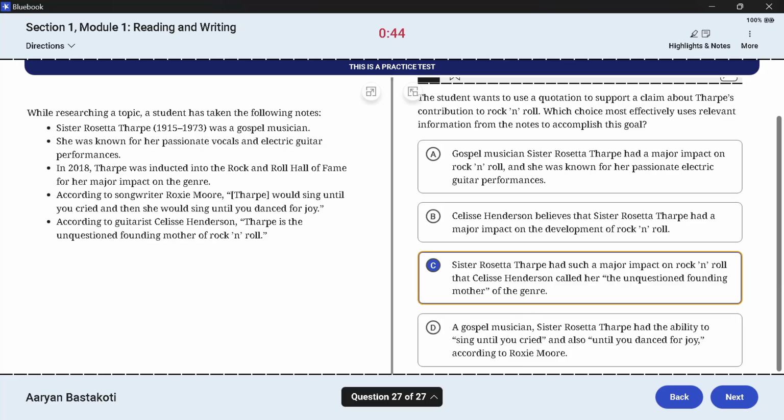So what we need to do is look at the notes now. According to the songwriter Roxy Moore, one of them might not be consistent with the notes. Tharpe would sing until you cried, and then she would sing until you danced for joy. Okay, what we need to do is choose an answer that shows Tharpe's contribution, and this does not show contribution. This uses a quote but does not show contribution, and this choice shows the contribution, the unquestioned founding mother. So this is the right answer.